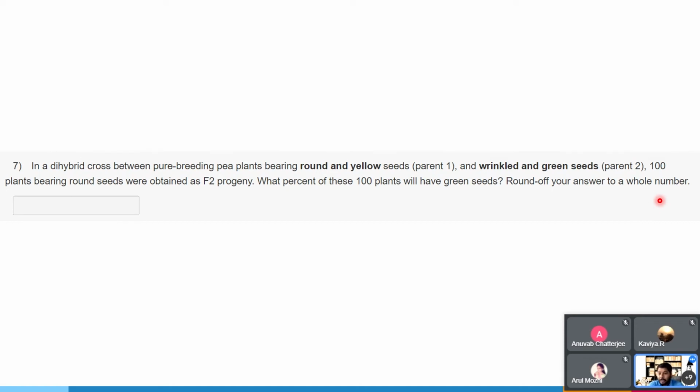So this is a numerical type. We have moved on from gene regulation to genetics. We have a pure breeding pea plant with round and yellow seed and wrinkled and green seed, and these were crossed and allowed to go to the F2 progeny. Out of all the progeny, 100 plants have round seeds. So what percentage of these will have green seeds is the question. This is obviously a numerical type that we need to work out.